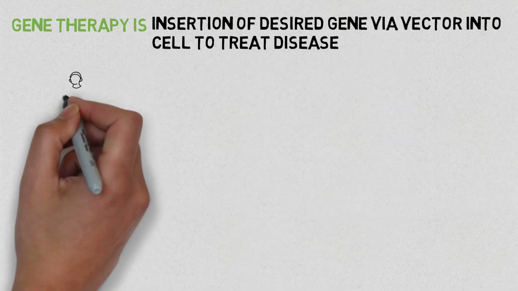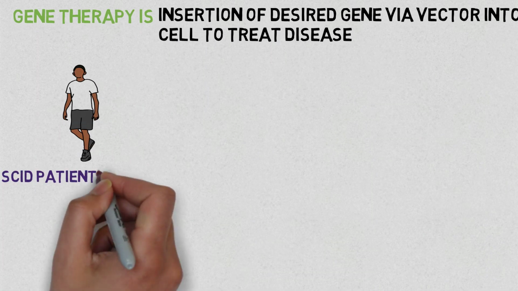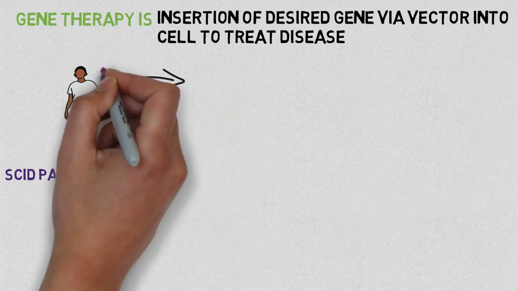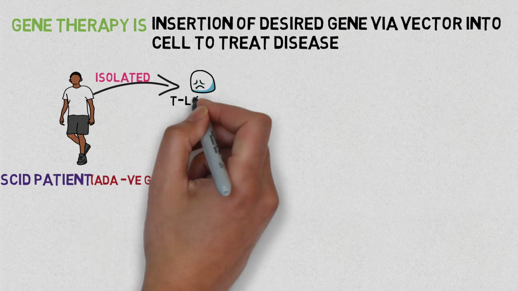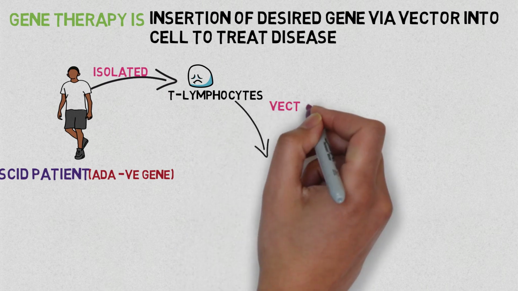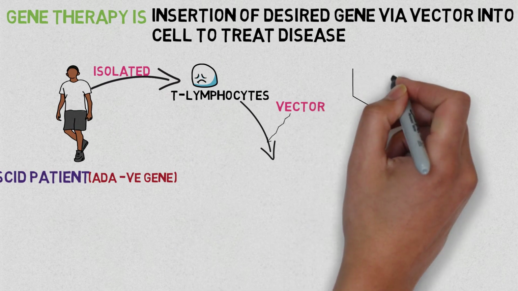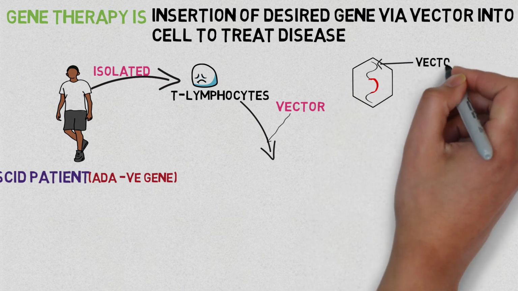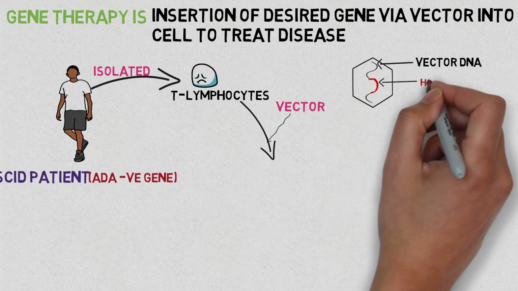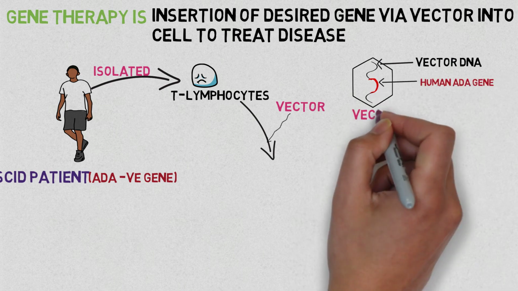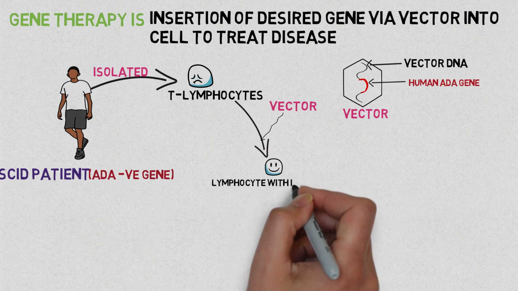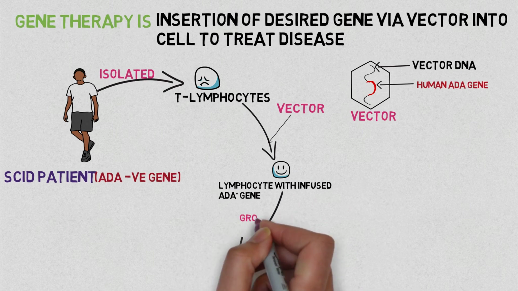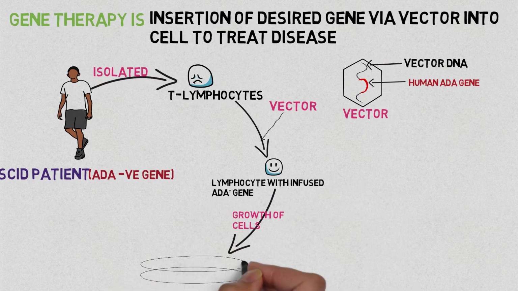Here we will see the example of SCID via gene therapy. From a patient having SCID, we isolate the T lymphocyte cells, and these T lymphocyte cells are infused with the vector, and here the vector contains our desired gene, that is the human ADA gene. Here is the vector DNA, and second is the human ADA gene, and the vector is used to transfer our desired gene to the host cell.